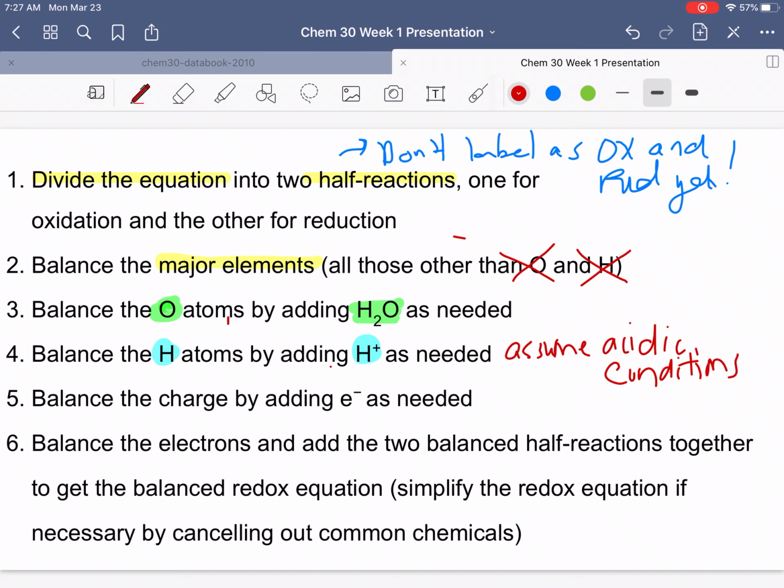Okay, next step. We add electrons to balance out charges. And this is where you have to focus on what charge is on the reactant side and what charge is on the product side of each half reaction. Once you've done that, balance the electrons between the reactions so that you can add them together. And remember, at this point, you're going to have to simplify. A lot of times we end up canceling out different chemicals. The electrons are canceled out as well, of course. Okay, let's try another one of these.